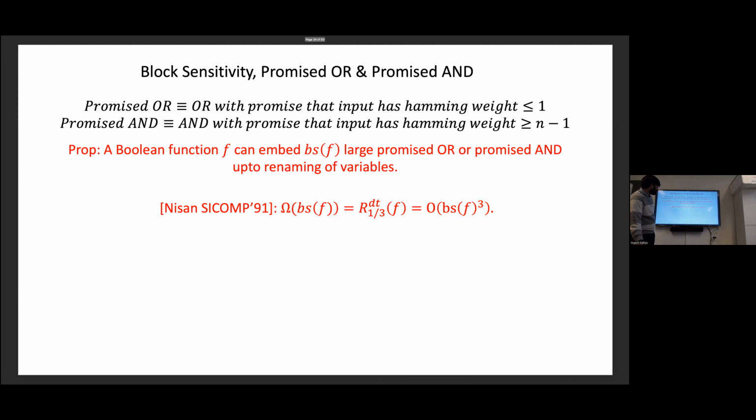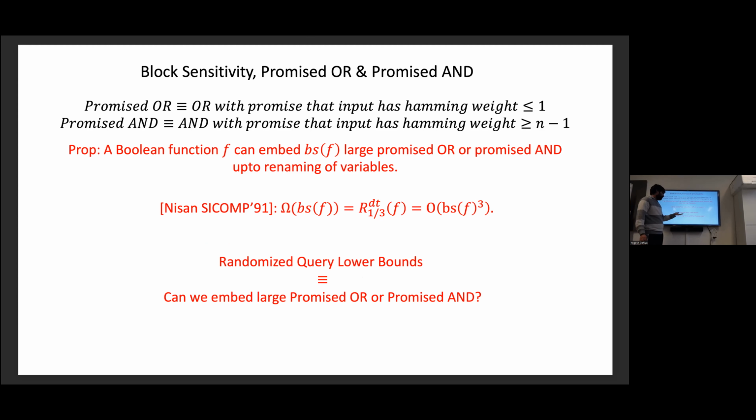So it's a very satisfying picture in that sense, because what this tells us is that if you want to prove randomized query lower bounds, then you just go and look for promise OR or promise AND type of structure inside your problem. If such a structure is there, then the problem is going to be hard, because it characterizes the randomized query complexity.